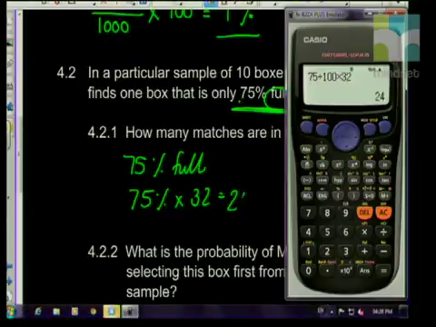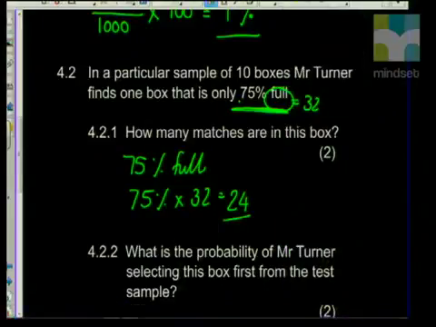And that should give me an answer of 24. Have I answered the question? How many matches are in this box? Yes, 24 matches.